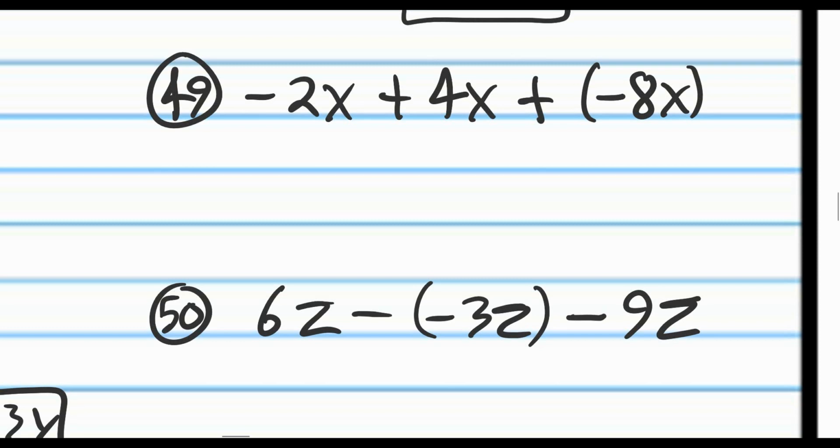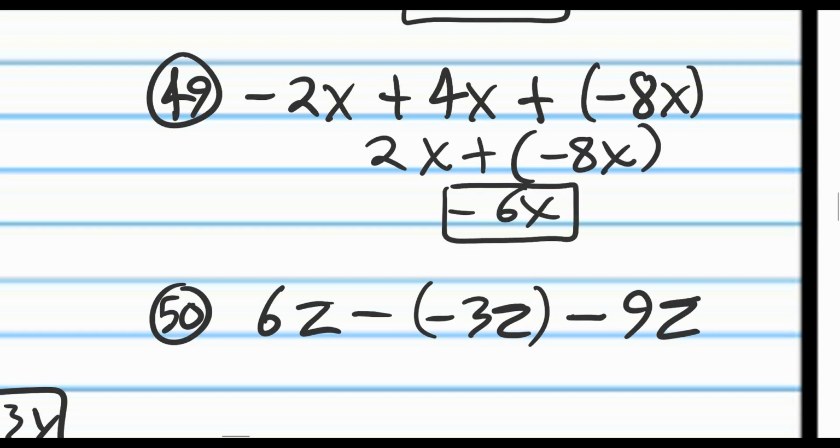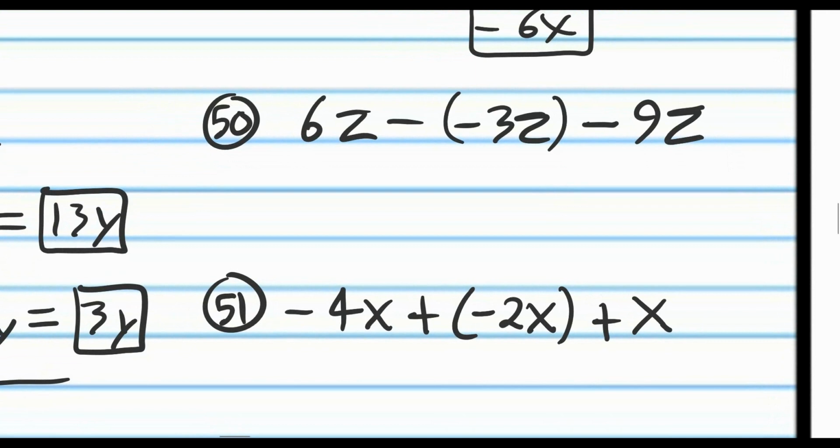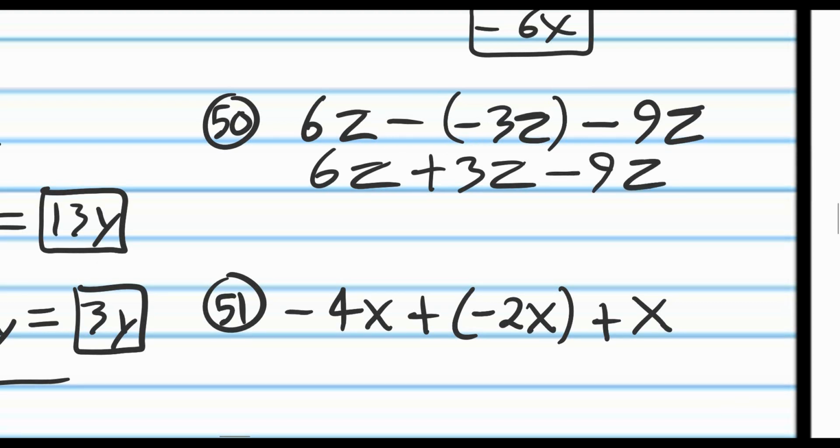All right, we're back. Negative 2x plus 4x is 2x, and I'm just going to rush through this because I don't want to bore you. And if you got negative 6x, good job. All right, try number 50, and when you come back, we'll do it together. All right, we're back. So we have a double negative, so that becomes a positive. Now that we got rid of that double negative, we're going to add 6z plus 3z to get 9z. And this is interesting because we're actually going to get 0 for our final answer. So if you got 0, good job.